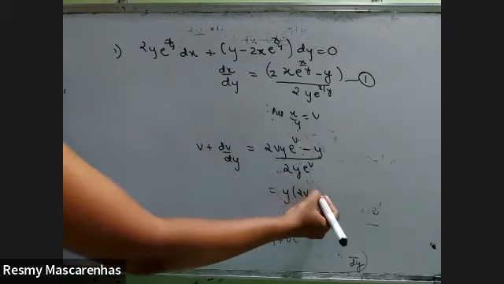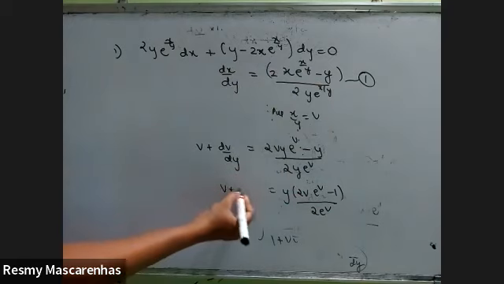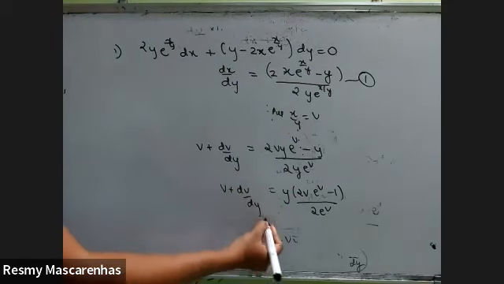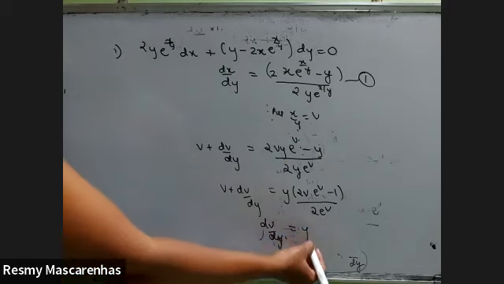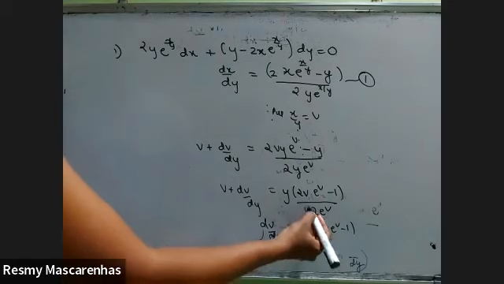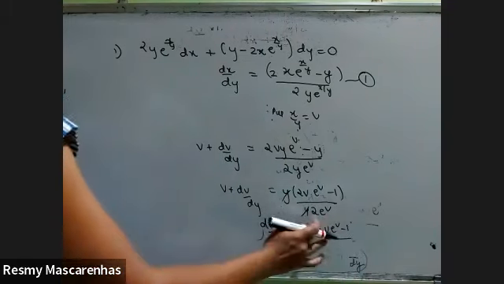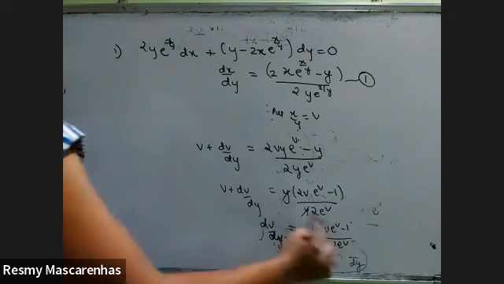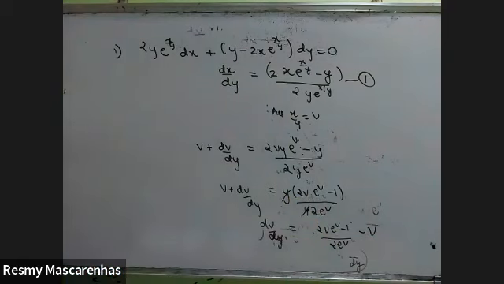This will be, and then dv upon dy will be equal to y, 2 v e raised to v. Your y and y will cancel. 2 minus v. And now you have to cross multiply.